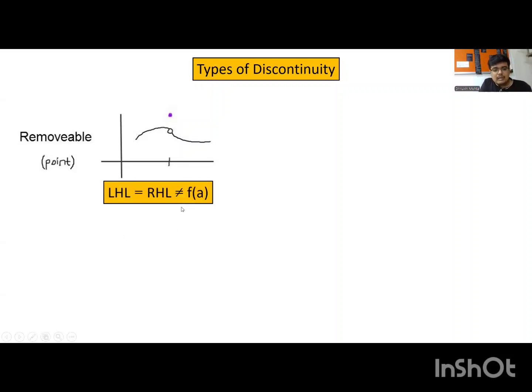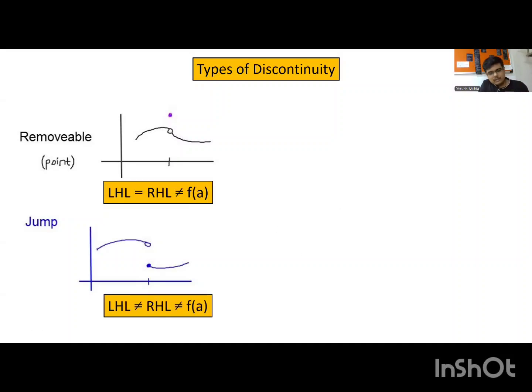In this first one, that is the removable discontinuity, students, the left-hand limit will be equal to right-hand limit, but it will not be equal to the value of the function at that point. The second one that you need to know, students, is a jump discontinuity, also called a non-removable discontinuity. Clearly, there's a gap between the graph. There's a very evident gap. So that is jump discontinuity. In this case, students, LHL, RHL will also not be equal, and they will not be equal to value of the function at A.